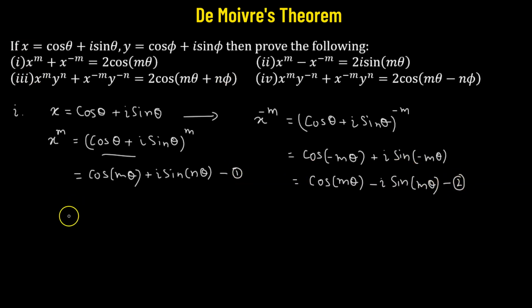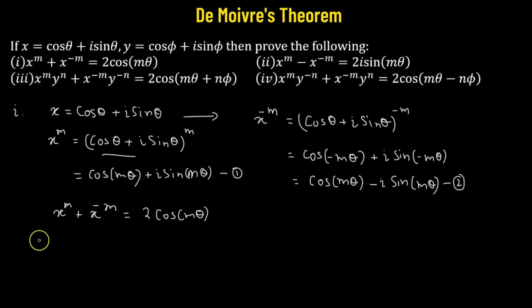Now we start with number 1, since we have to find x raised to the power of m plus x raised to the power of negative m. We will add 1 and 2. Then this is going to give us 2 times cosine of m theta. Here the iota times sine m theta terms will get cancelled out.